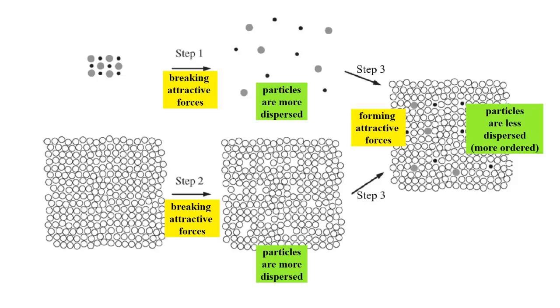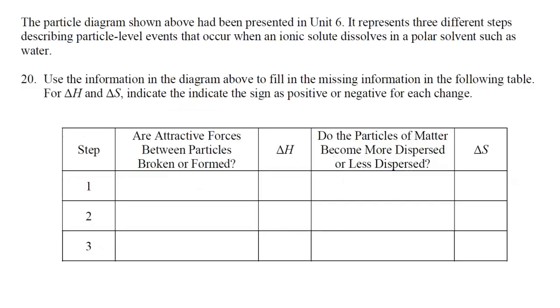So I've pretty much given away the answers to question 20, but let's go ahead and take a look at it. So the particle diagram shown above had been presented in Unit 6. It represents 3 different steps describing particle level events that occur when an ionic solute dissolves in a polar solvent such as water. So in question 20, use the information in the diagram above to fill in the missing information in the following table. For delta H and delta S, indicate the sign as positive or negative for each change. So steps 1 and step 2 are going to be the same answer all the way across.